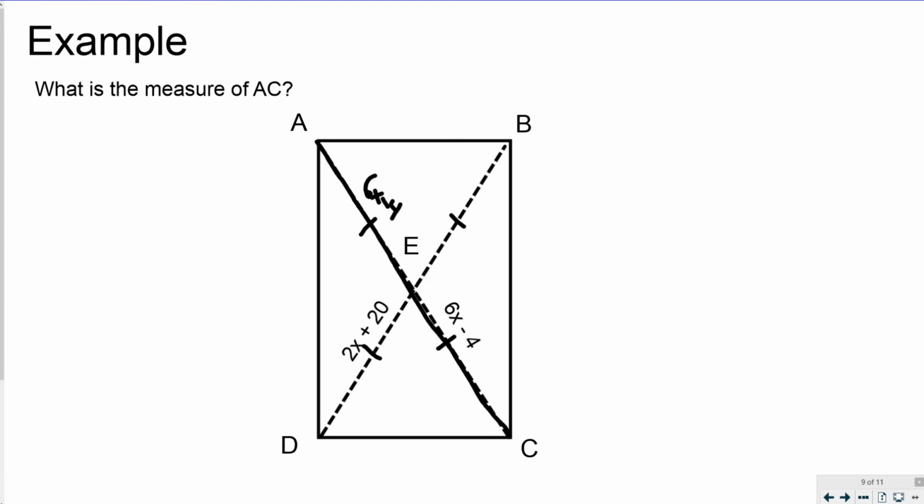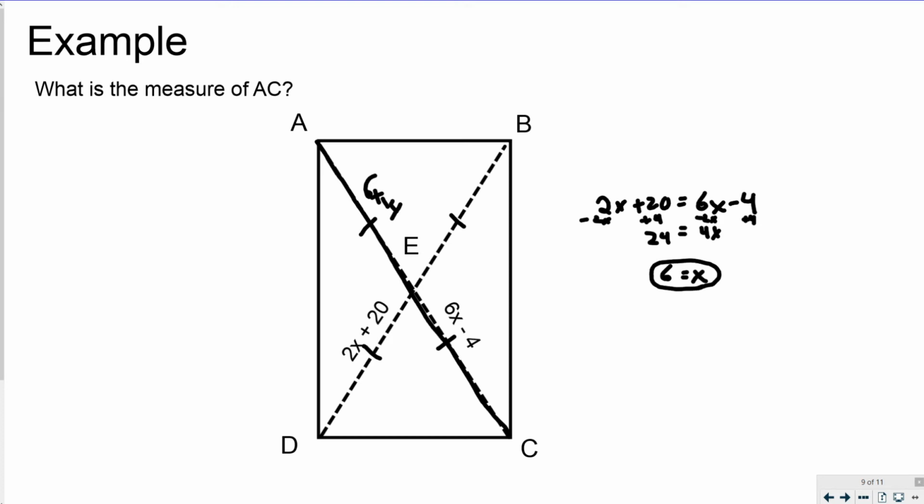And then I know that 2x plus 20, that was a bad drawing, 2x plus 20 is equal to 6x minus 4. And then I can just solve the equation. I'm going to go ahead and shuffle 2x over here to get 4x by subtracting it from this side. So minus 2x, minus 2x. Then I'm going to add 4 to both sides. So plus 4 and plus 4. So I get 4x equals 24. So then x has to equal 6.